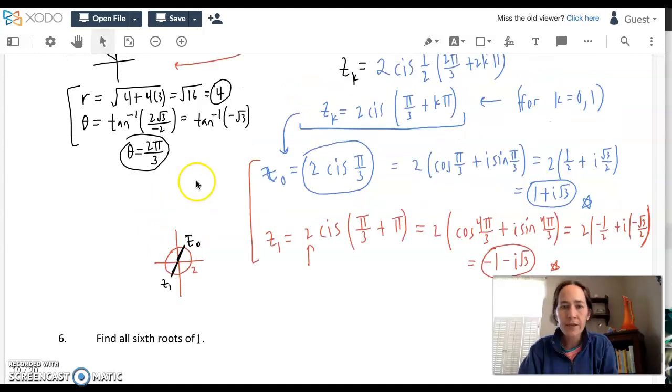And don't bother going any further with this. We found the 2 distinct square roots. The very next answer that would come up, if we found, say, a z sub 2, would be redundant. It'd be back where you landed with your first solution.